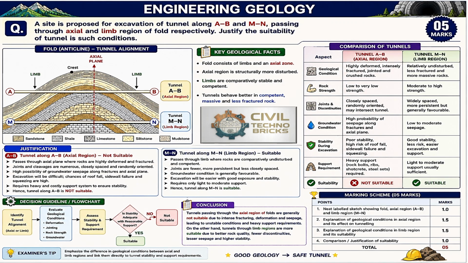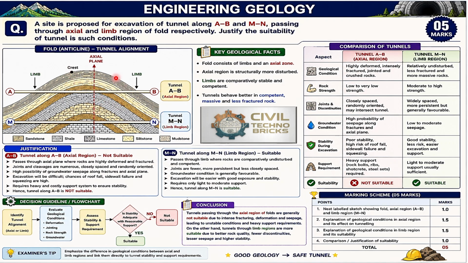Draw the answer or the diagram based on that question, related to the fold which is anticline, which is required for tunnel alignment. In the syncline part we can't construct the tunnel with reference to the geological textures available. Here AB and MN are the two locations. So tunnel AB is in the axial region and tunnel MN is in the limb region.